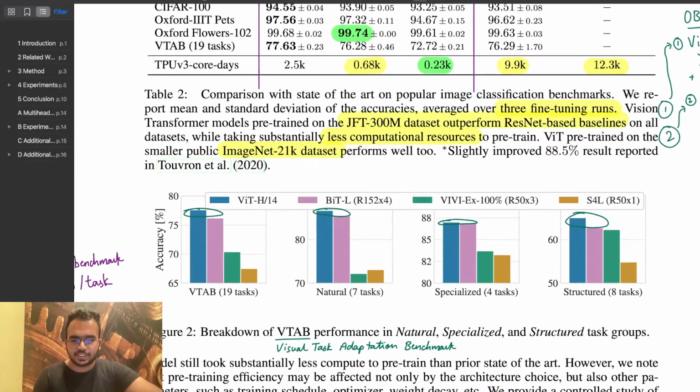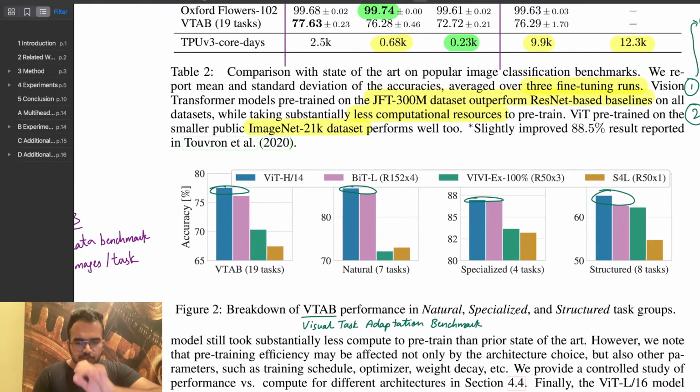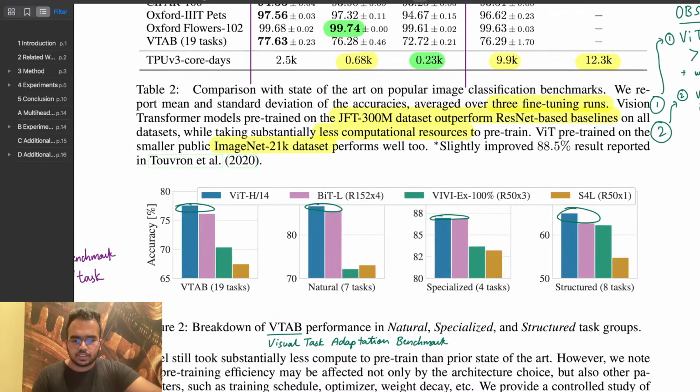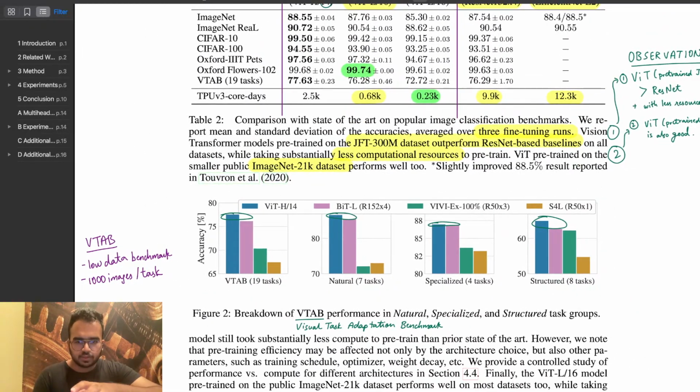Moving on to the next diagram. So the last dataset that you can see here, VTAB in the previous table, is a benchmark they also train on, which is a low-data benchmark. You have only 1000 images per task.